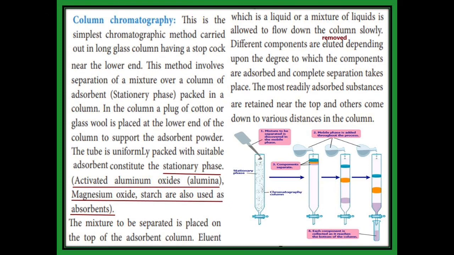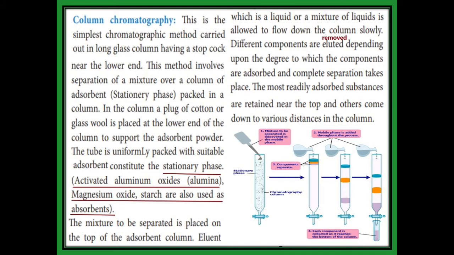Column chromatography. You can understand column chromatography with the help of the diagram. See the first diagram: the narrow glass column tube is packed with the stationary phase. Active stationary phases means activated aluminum oxide, that is alumina, magnesium oxide, and starch. They can act as a stationary phase. You have to pack the narrow column with one of these compounds. Then the narrow column's bottom contains a stopcock. With the help of the stopcock only we are going to separate the compounds.